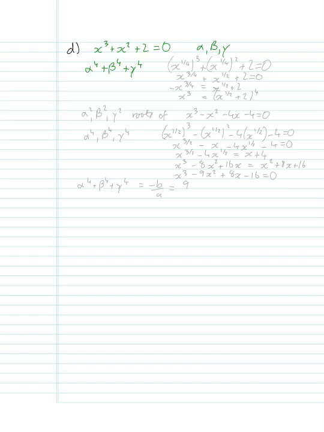Now again, we can use that original method. So we can make it x to the quarter cubed plus x to the quarter squared plus 2 equals 0. Finding that new equation will give alpha to the 4, beta to the 4 and gamma to the 4 as the 3 roots. And you get x to the 3/4 plus x to the half plus 2 equals 0.